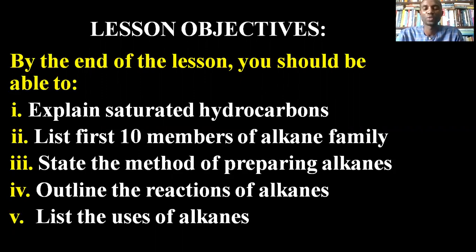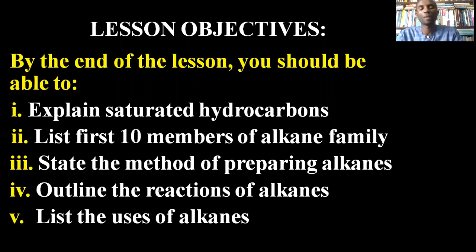Number 3, you should be able to state the method of preparing alkanes, the method that is being used in preparing alkanes. Fourth, you should be able to outline the reactions of alkanes, the reactions that are peculiar to alkanes. Then number 5, you should be able to list the uses of alkanes by the end of this class. These are the objectives that we want to achieve at the end of the class.